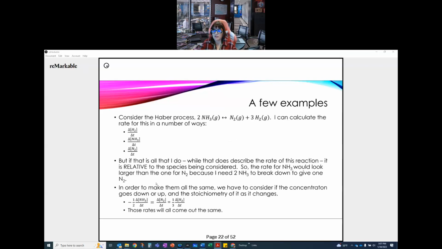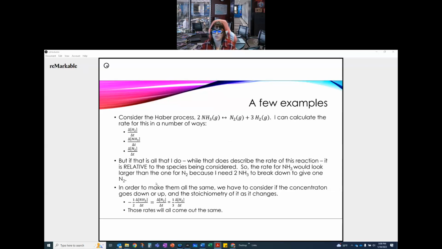A few examples. Consider a Haber process. 2NH3 goes to N2 plus 3H2. I can calculate the rate in a number of ways: delta H2 over T, delta NH3 over T, delta N2 over T. But while that does describe the rate of the reaction, it's relative to that species. If I want something that can be compared, we need to correct for the stoichiometry. So the rate for NH3, if we didn't correct, would look larger than the one for N2 because I need 2 NH3s and I'm only talking about 1 N2.